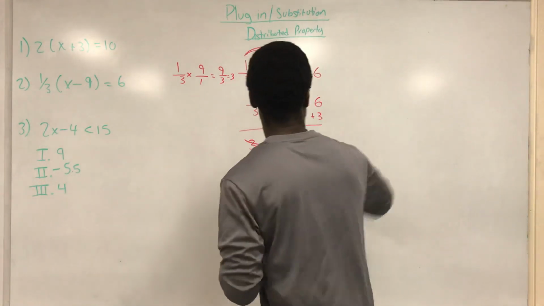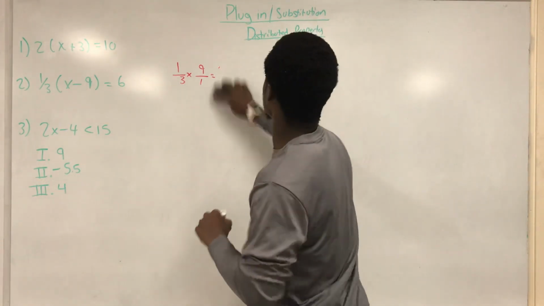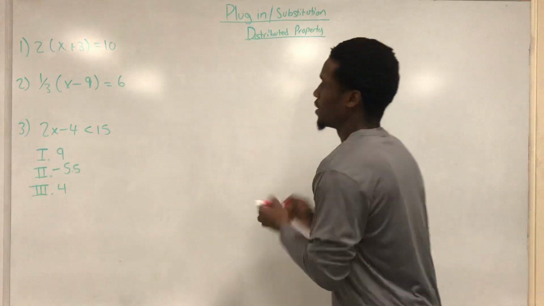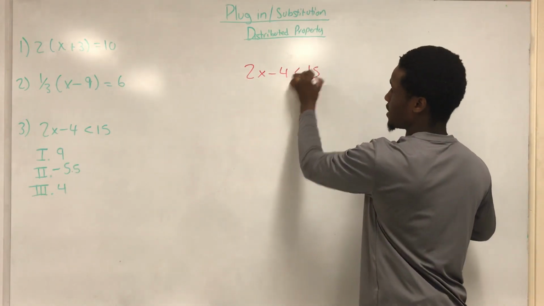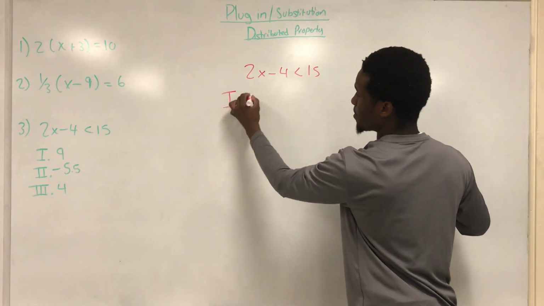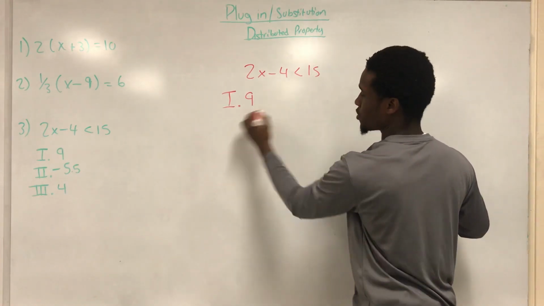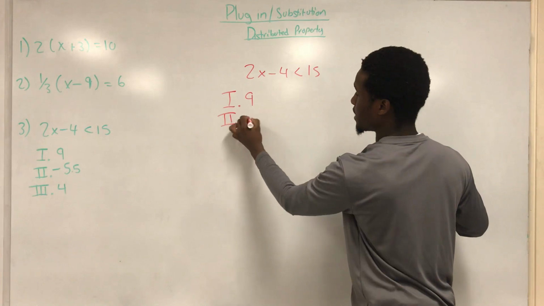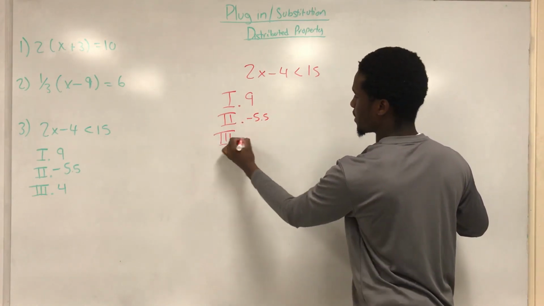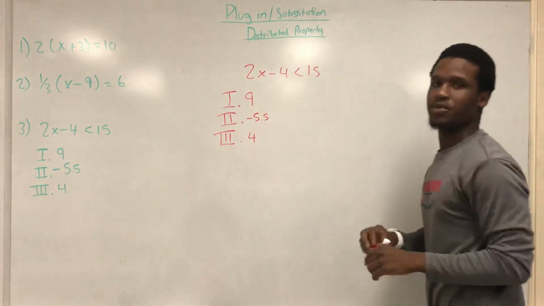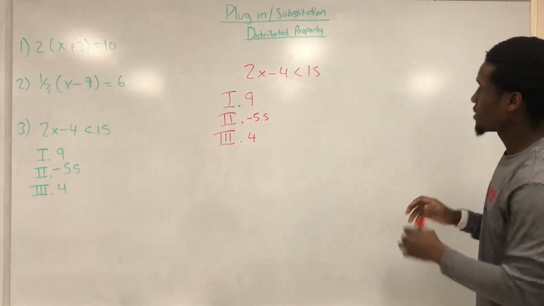All right? Let's go through the last one. Like I said, this is a really quick video. It says 2x minus 4 is less than 15. I want to know if I plug in 9, will it make the statement true? If I plug in negative 5.5, will it make the statement true? And if I plug in 4, will it make the statement true? Okay, so let's go ahead and see.